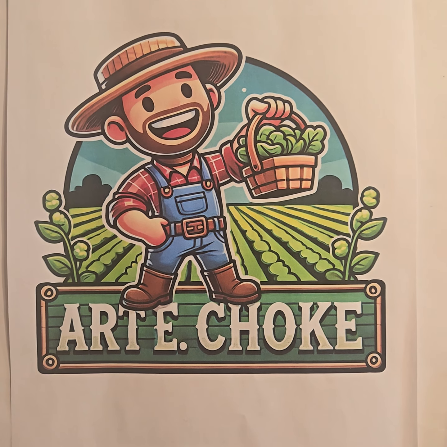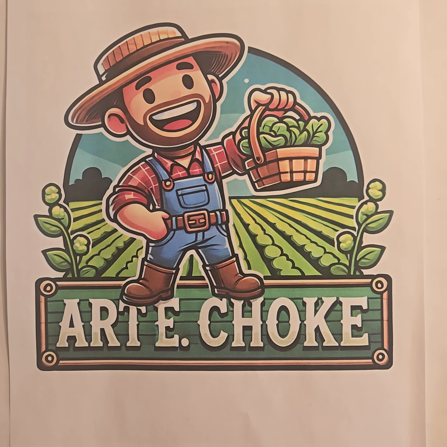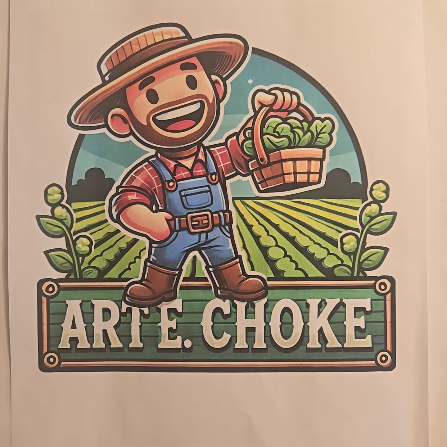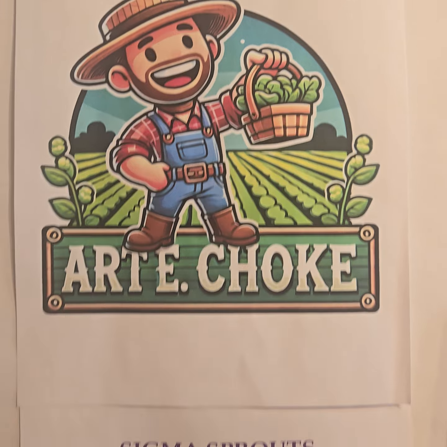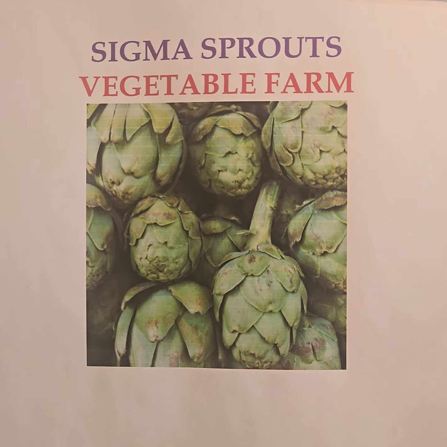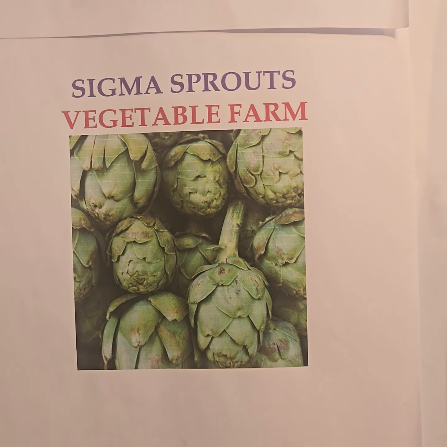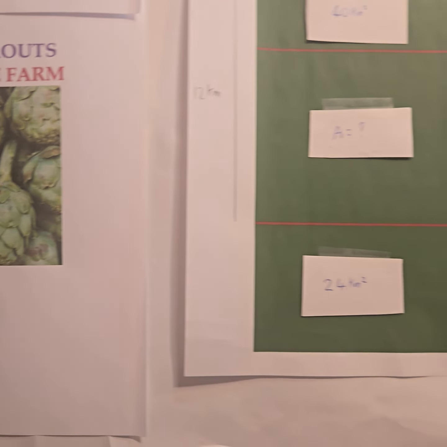I've got a really good friend, his name is Artie Choke. He's a farmer, really cool guy, love him. And my friend Artie Choke, he's got a farm, it's called Sigma Sprouts Vegetable Farm. And he came to me with a math problem. He actually needed information for his farm and I agreed to help him.